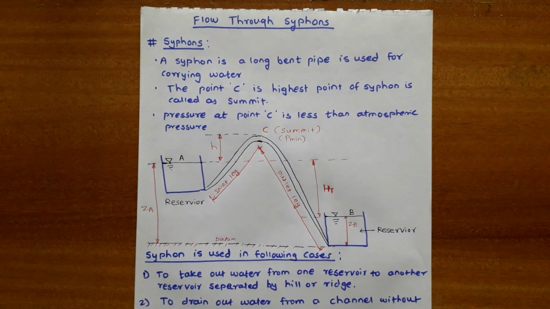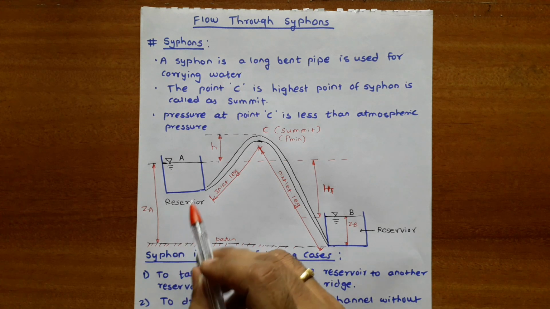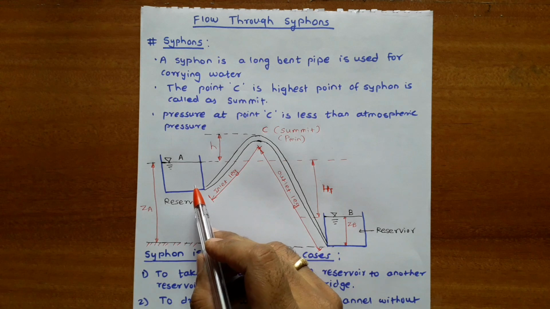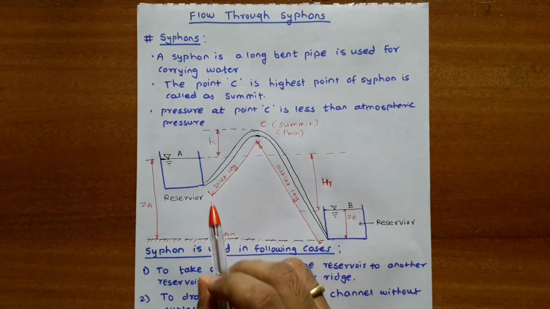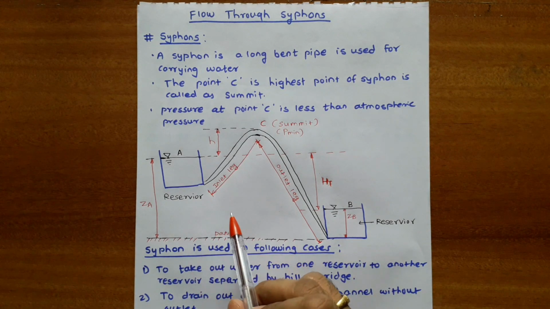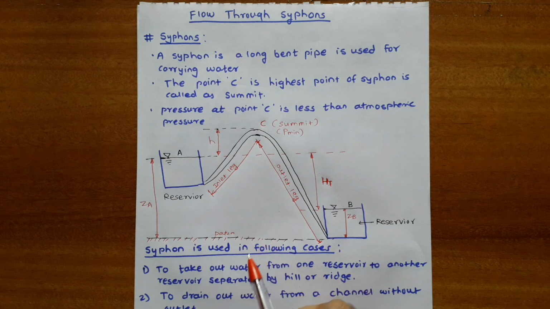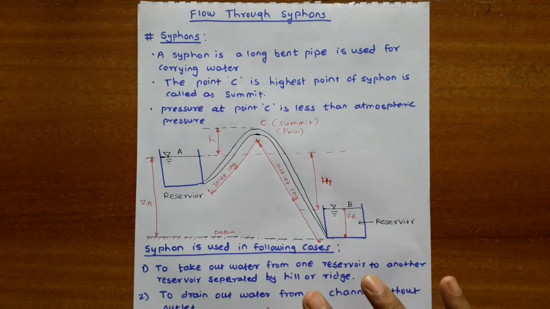So siphon is a long bent pipe used for carrying water from a reservoir at higher level to another reservoir at lower level, when the two reservoirs are separated by a hill or a high level ground.